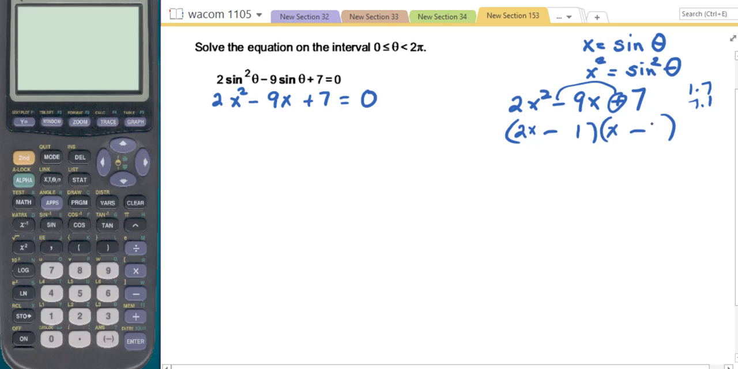If you try 1 and 7, remember you have to check these, right? On the outside, you're doing 2 pieces of FOIL. Outside, you get minus 14x, inside minus 1x. That one's not going to work. So let's switch and do 7 and 1. And so outside we get minus 2x, inside we get minus 7x. That gives a minus 9x. So this is going to work.